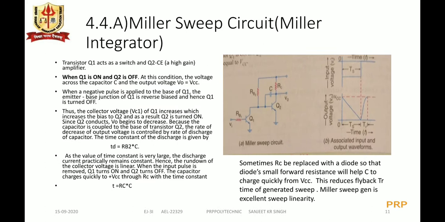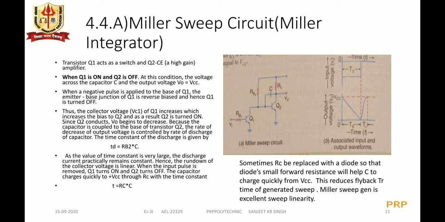So let's see the Miller sweep circuit as our syllabus given. The Miller sweep circuit is also called the Miller integrator. In the circuit arrangement, we are seeing two transistors, Q1 and Q2, where the first transistor Q1 acts as a switch and the second transistor is acting as a high gain common emitter amplifier. We are assuming a condition where Q1 is in on state and Q2 is in off state initially. At this condition, the voltage across the capacitor C and the output voltage Vout is equal to VCC.